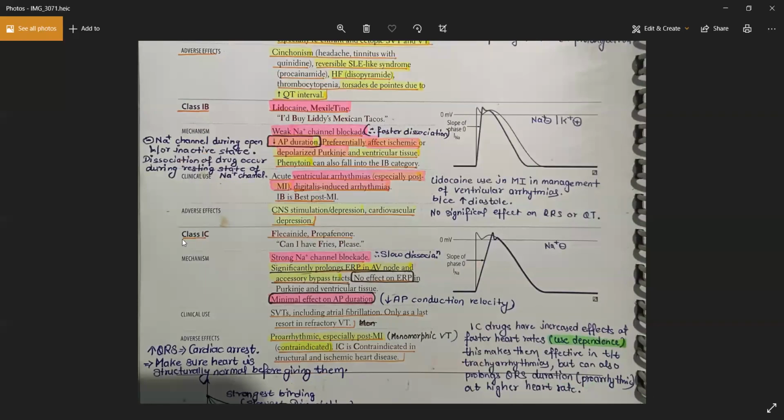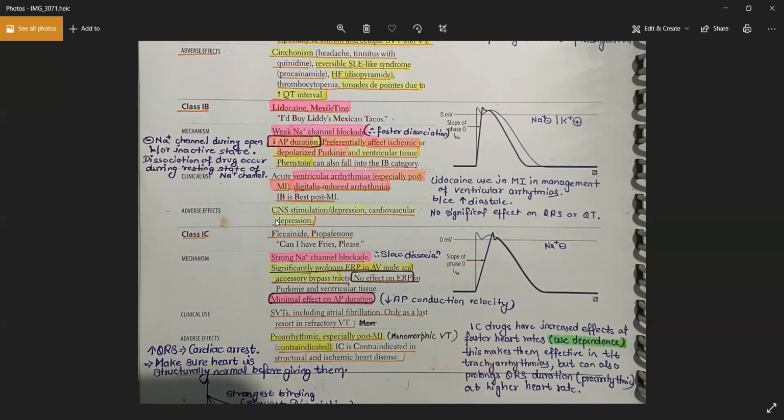Then comes the class 1C agents, flecainide and propafenone. They have no effect on the potassium. They just cause a reduction in the slope of phase 0, prolonging phase 0, causing the widening of the QRS.